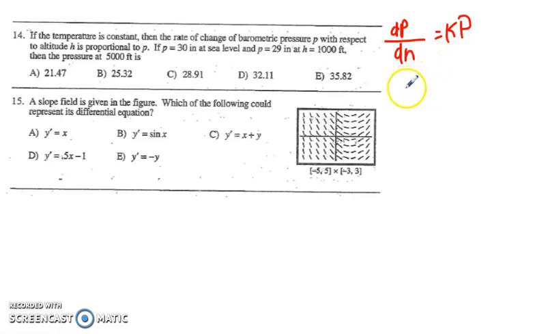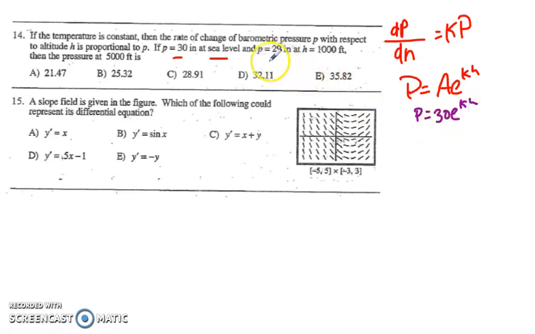So if I go ahead and skip the separate, integrate, solve, and just write that P equals Ae^(kh), that will give me my general solution. Then they're saying if I plug in P equals 30 at H equals 0, sea level will be H equals 0. So when H equals 0 and P equals 30, that gives me an A value of 30. It's the initial value.